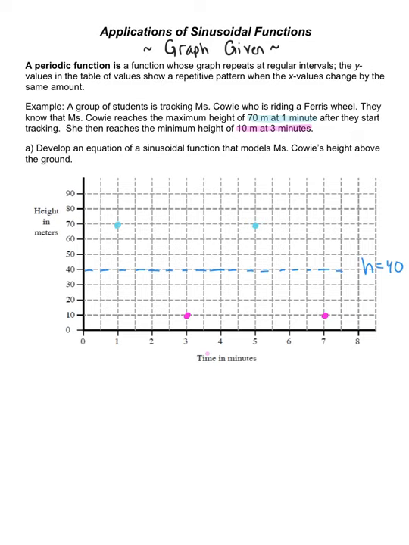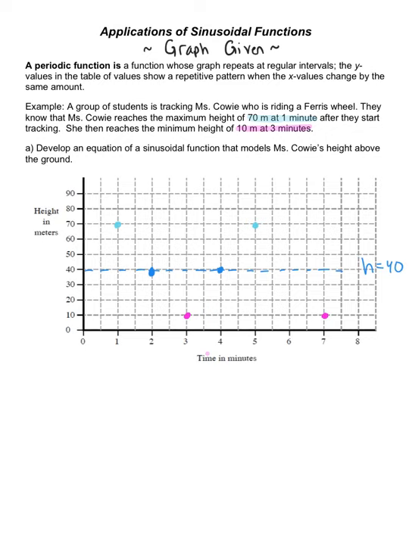We know that it takes 2 minutes to go from the maximum to the minimum, so that means it's going to take 1 minute to go from the maximum to the midline. So we know at 2 minutes, Miss Cowie will be at that midline, 40 meters above the ground. So we can plot that point. And then Miss Cowie reaches the minimum, the bottom of the Ferris wheel, and then she starts going back up the Ferris wheel. Again, it takes 2 minutes to go from a minimum to a maximum, so it's going to take 1 minute to go in between, which is that midline point. So we now have the 5 points that create that first cycle.